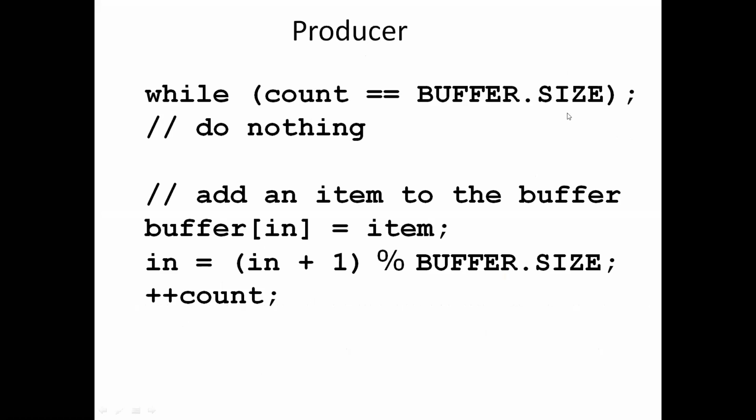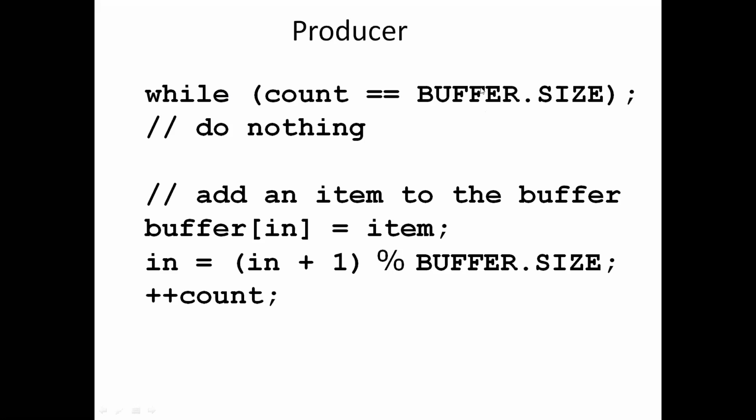Buffer size is 5. This is my circular buffer, the circular queue. Assume the buffer size is 5 and count is equal to 0 initially. If count is equal to buffer size, then we need to wait in the while loop only. In this while loop we have given the semicolon.